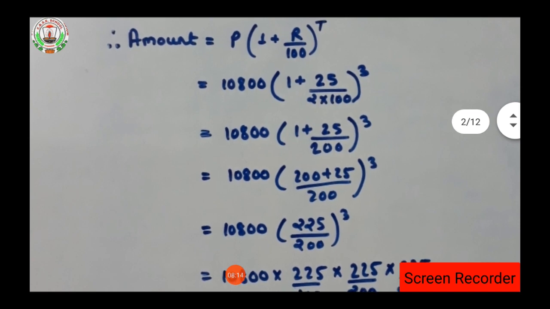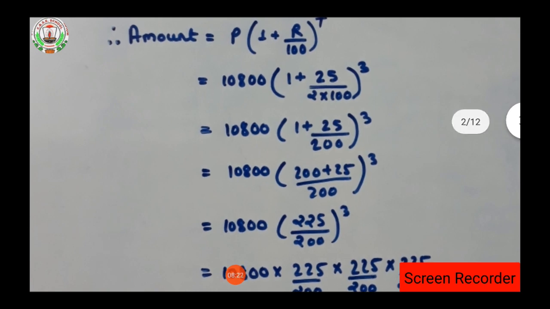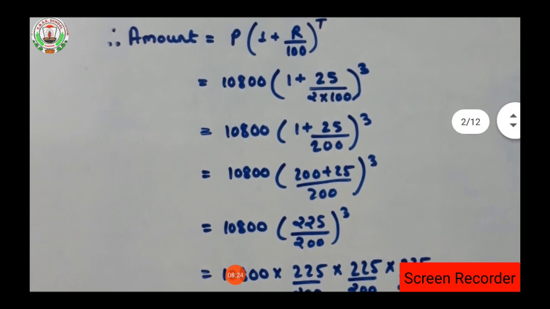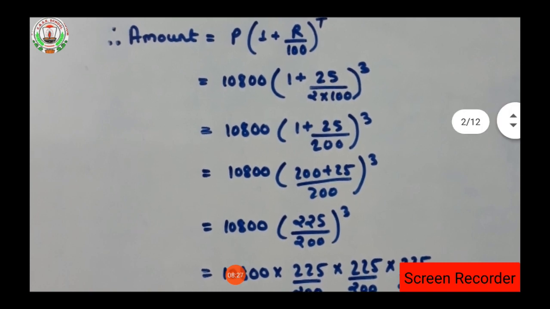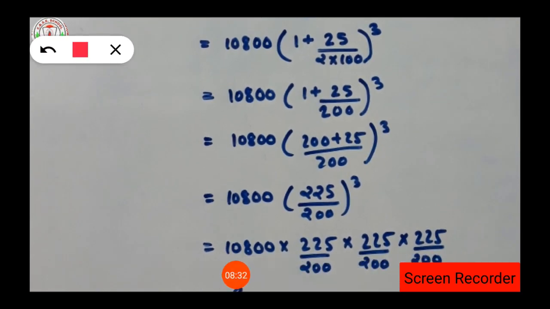What is the value of P given? That is 10,800. What is the value of R given? That is 25 by 2. What is the value of T given? T is given as 3 years. Now you will ask me, teacher, where does this denominator 2 come from, isn't it? So dear students, principal is 10,800. Rate in the question is 12 1 by 2, which we converted into an improper fraction and it became 25 upon 2%. Time is given as 3 years.